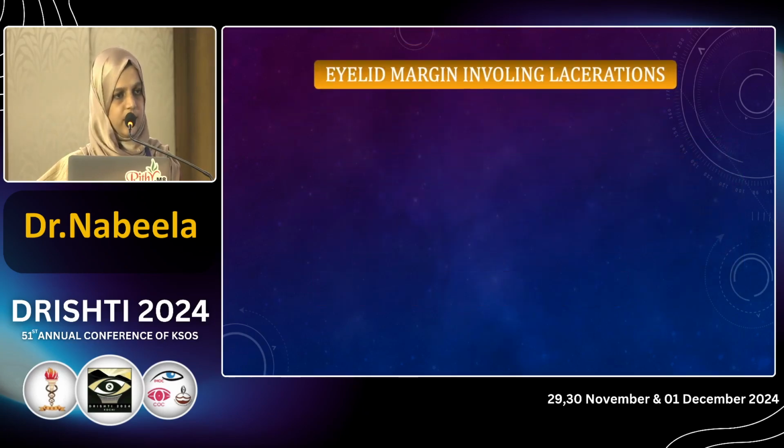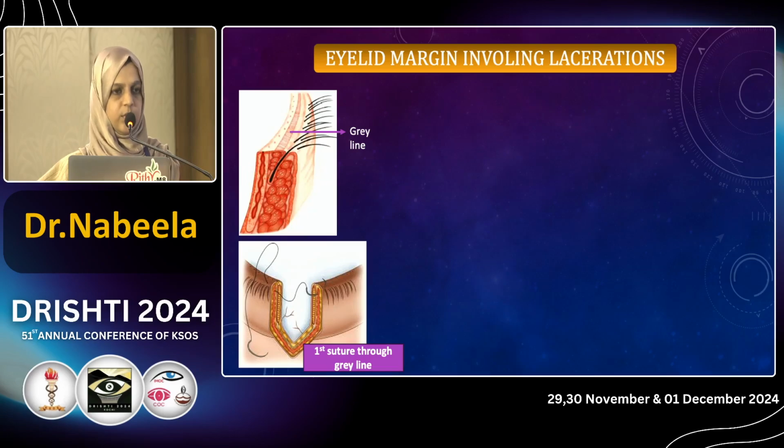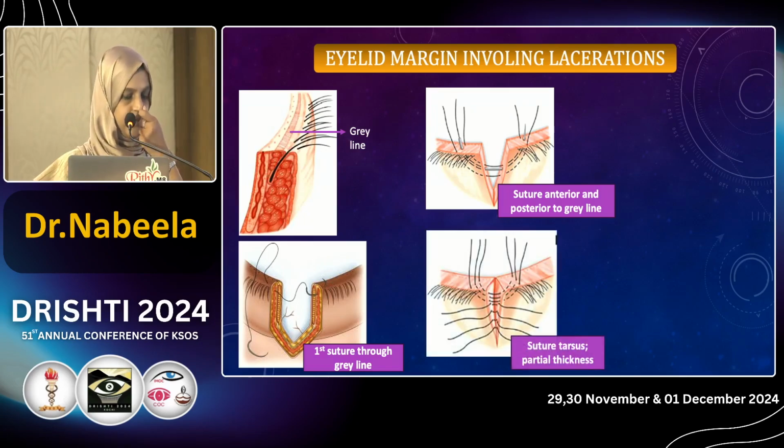So coming to eyelid margin involving lacerations, initially you have to identify the gray line, pass the first suture through the gray line, preferably a vertical mattress suture using a 6-0 or 5-0 silk. And then pass sutures anterior and posterior to the gray line. Certain surgeons prefer only 2 sutures. And these sutures are left long.